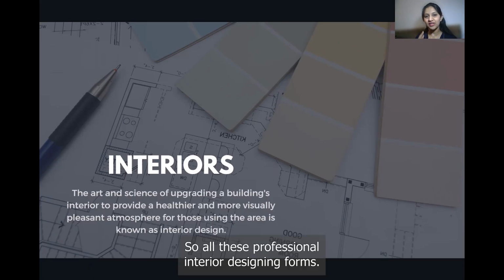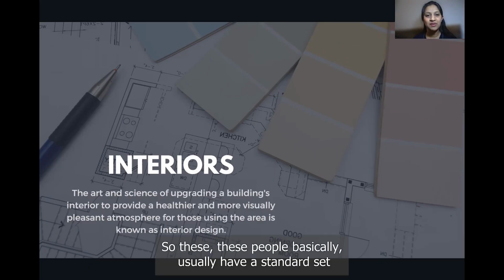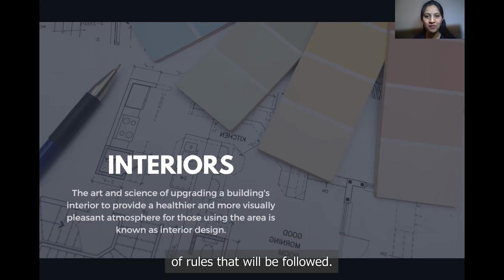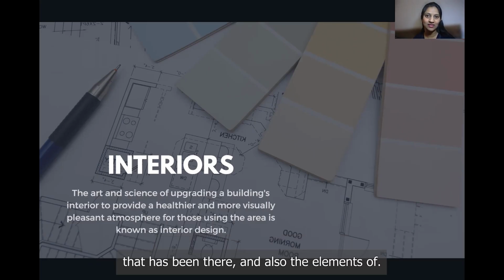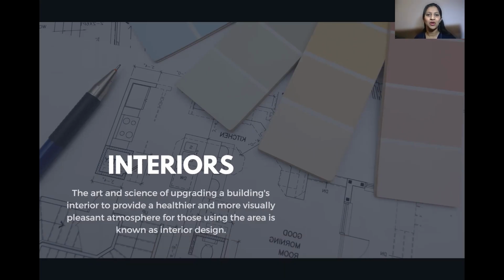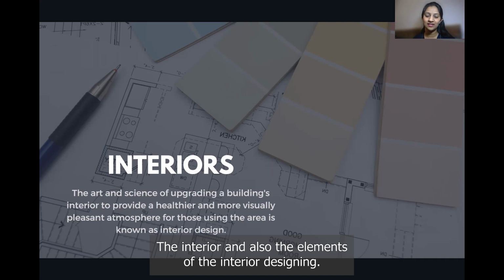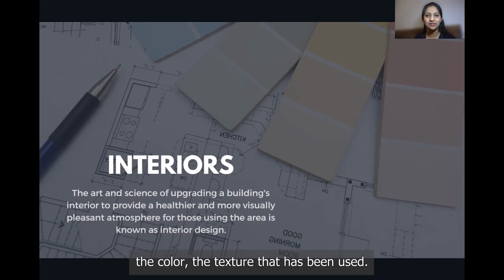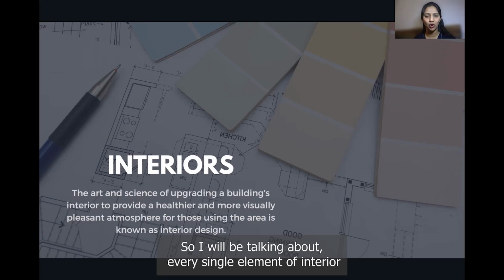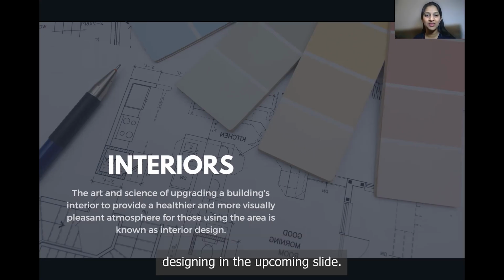So all these professional interior designing firms usually have a standard set of rules that will be followed, based on the basic principles of interior designing and also the elements of interior designing. So, based on all of these things, there are a few elements, like the space, the color, and the texture that has been used. I will be talking about every single element of interior designing in the upcoming slides.